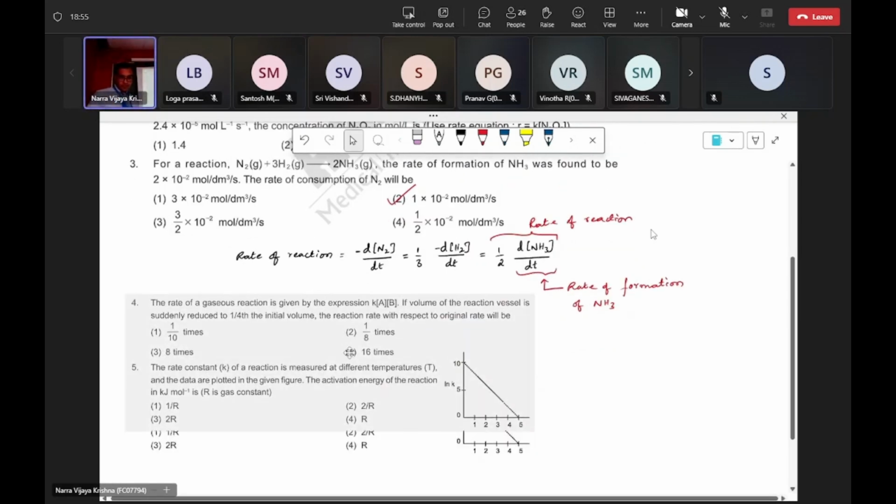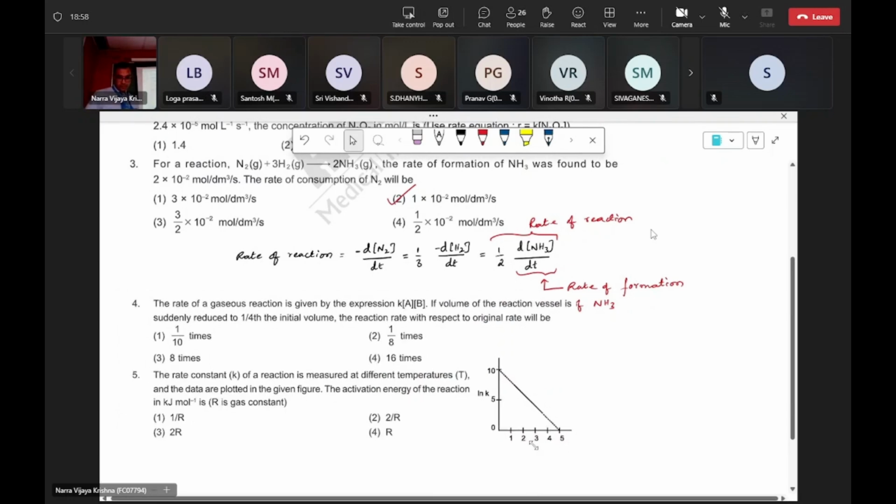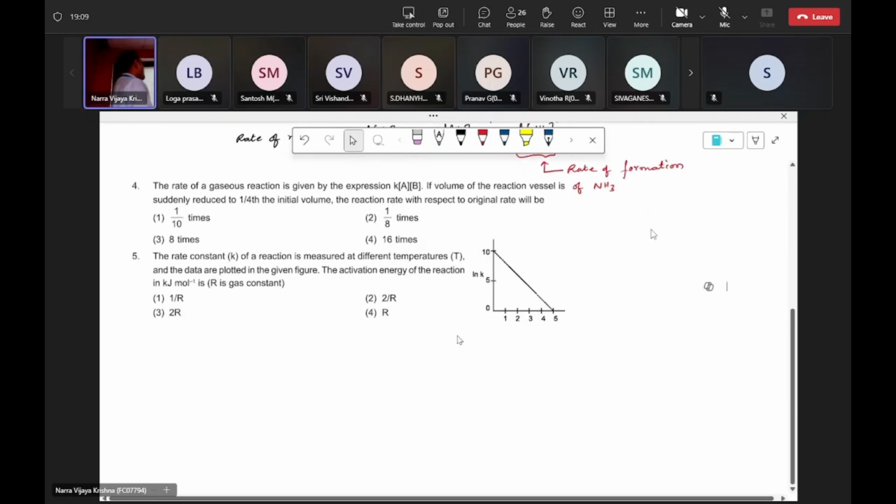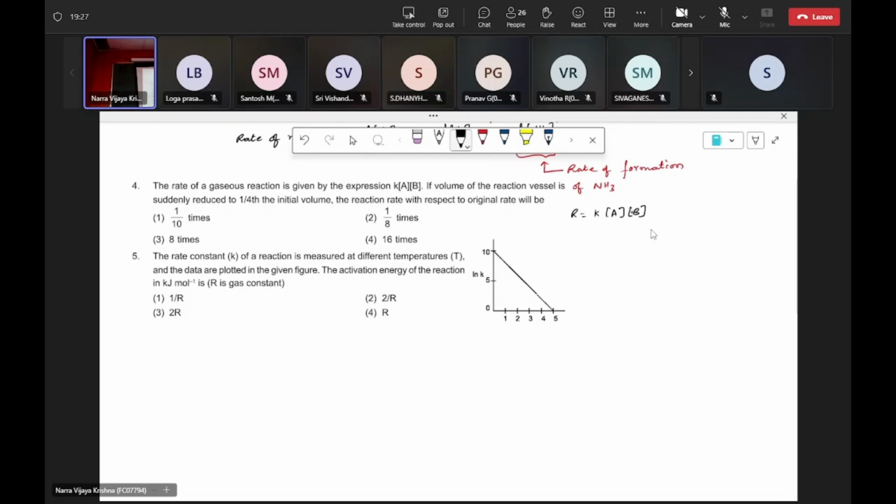Solve these two. Solve question number 4. The rate of a gaseous reaction is given by the expression K into A into B. Right? They are saying that R is equal to K into concentration of A into concentration of B. What they are saying? The volume of the reaction vessel is suddenly reduced to 1/4 of the initial volume. If I decrease volume, what happens to concentration? Increases. Correct?